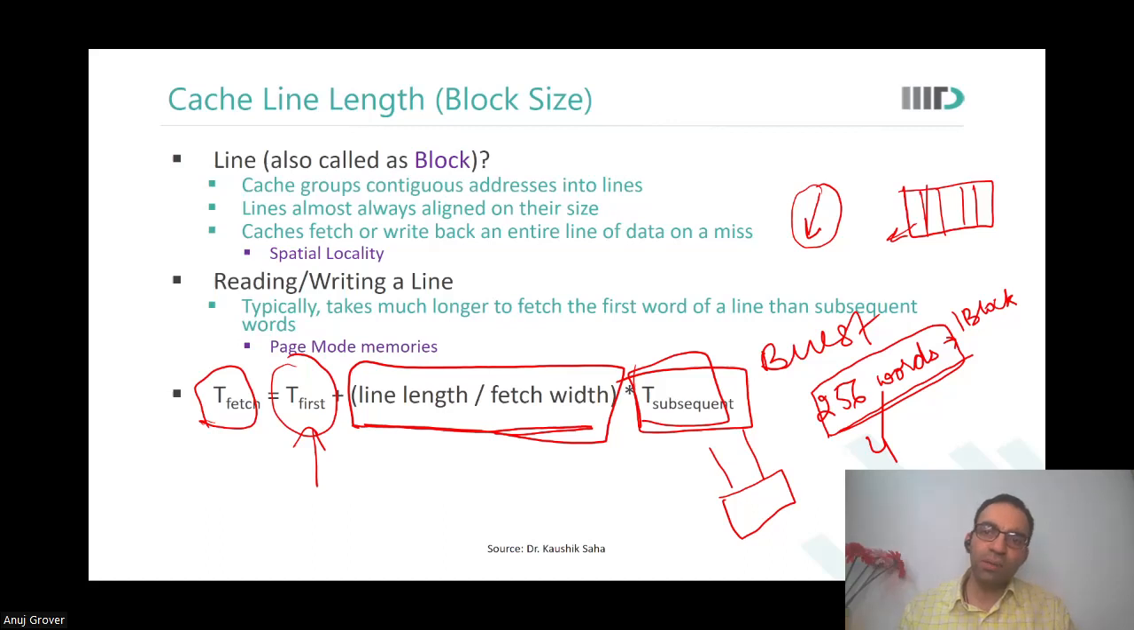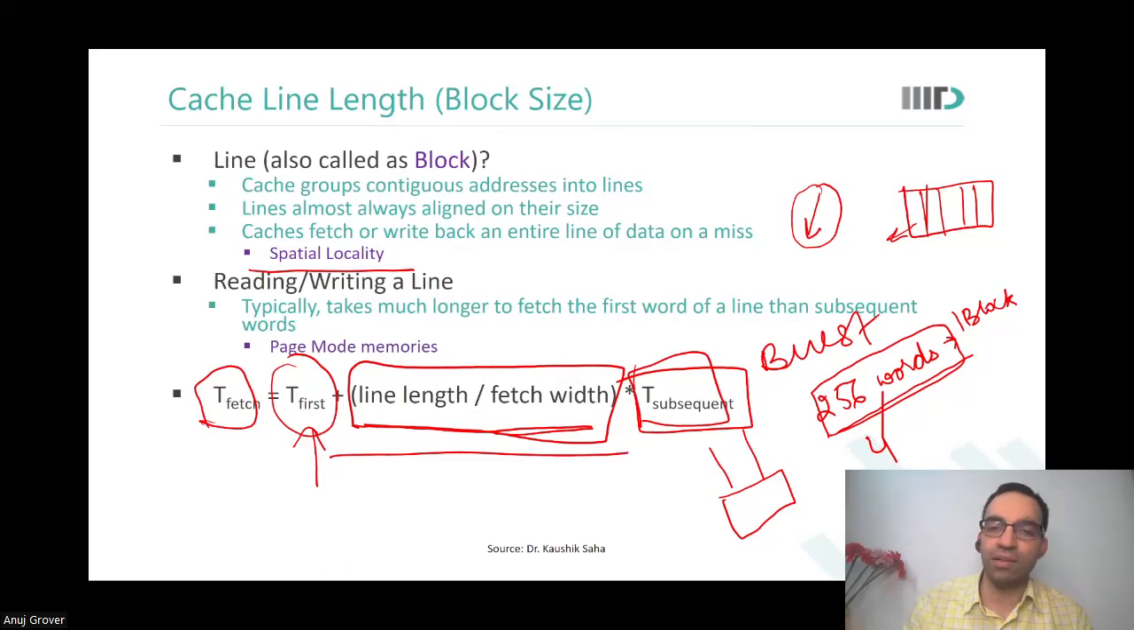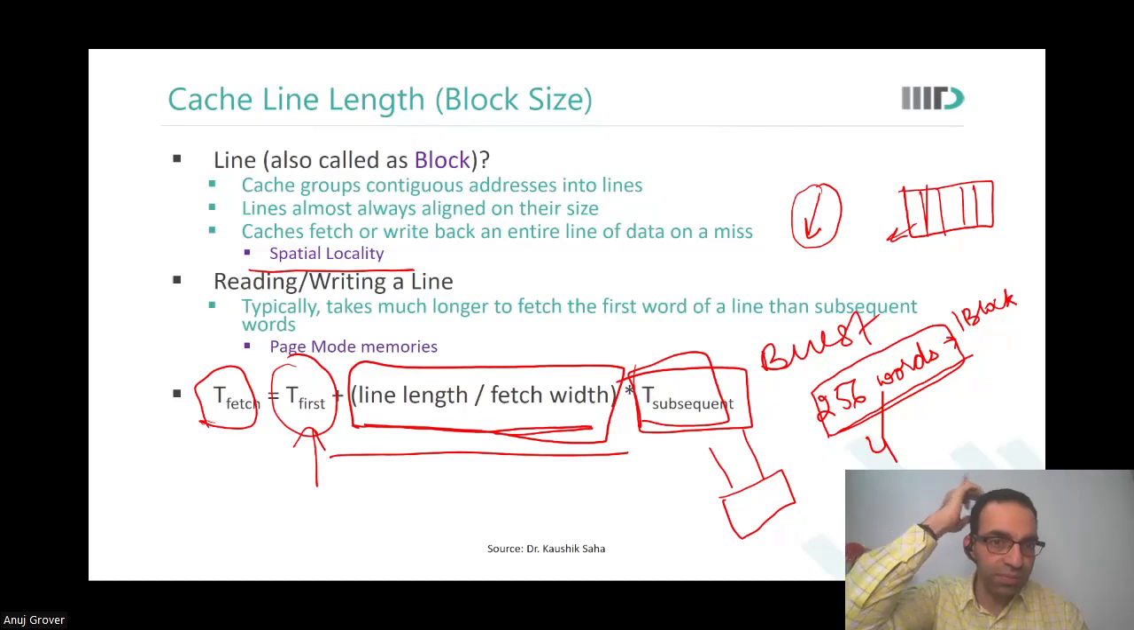So T hit has not changed. P hit would change because now you are bringing in the entire block together, and we're talking about what is called spatial locality. So P hit will improve, but otherwise T hit has not changed. T miss or T fetch has increased a bit, in fact, because now you need to bring in more words. Yes, sir. So T miss has increased. P hit has improved, P miss has reduced, but T miss has increased.